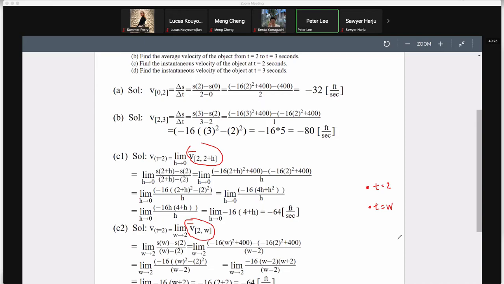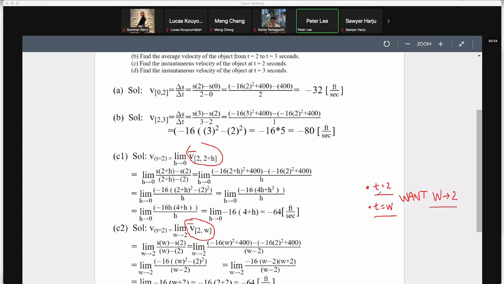Now, if you want to find the slope of the tangent line, what do we need to do? We have to let this t equals w and this other point be very close to t equals 2. In order to get the instantaneous velocity, which is like finding the slope of the tangent line, what do we want? We want w to approach 2, so that the gap will be very, very close.